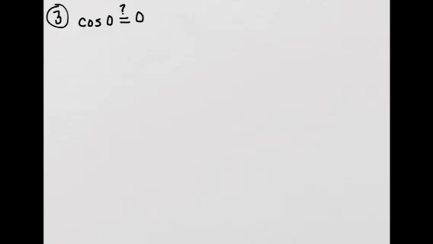So for number 3, they want you to check if cosine of 0 equals 0, and it's not, because cosine of 0 equals 1, so this is no.